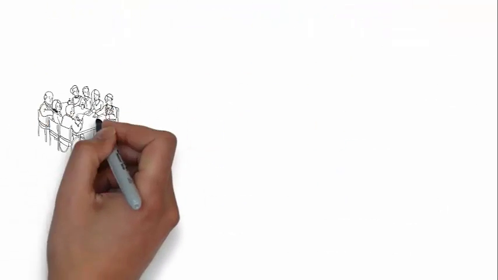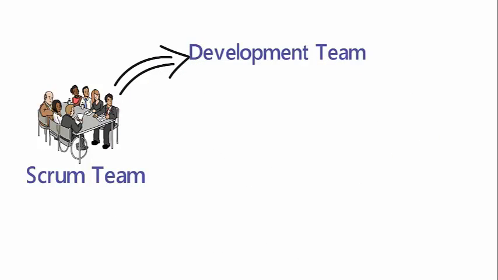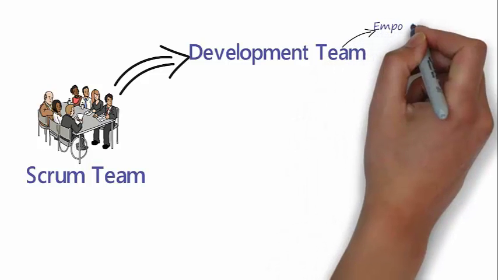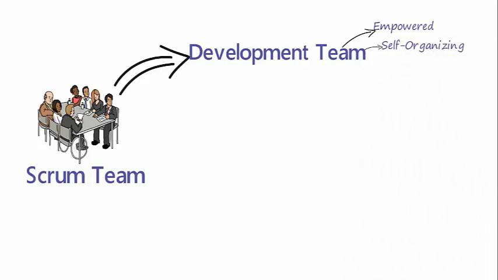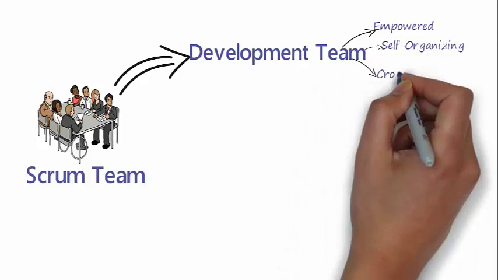Now let us see the structure of a Scrum team. Scrum consists of 3 teams. Development team. They are responsible for the analysis, design, development and testing of the software. They are empowered. They are self-organizing. They are cross-functional.